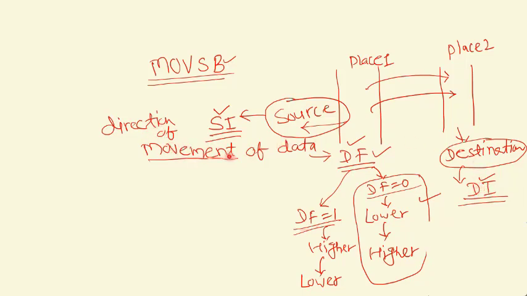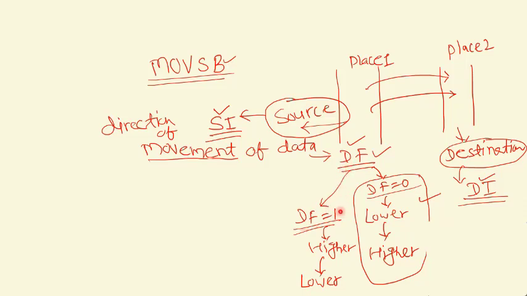Then the direction of movement of data is controlled by DF. If DF is 0, then data transfer will move from the lower memory address to the higher memory address, and if the direction flag is set, then the movement of data will take place from the higher memory address to the lower memory address. After the movement of data, the pointers get incremented or decremented depending on the direction. If DF is 0, it will be incremented, and if DF is 1, it will be in decremented mode.